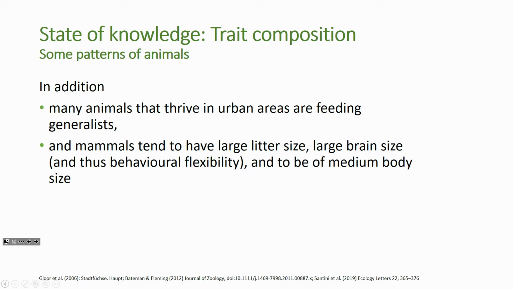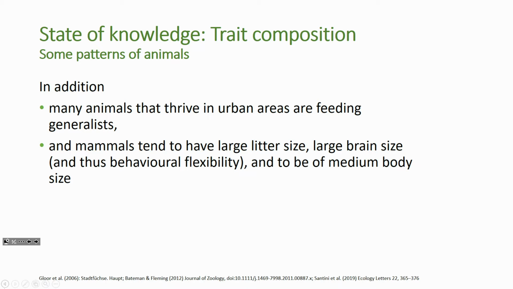And then also there is some indication that mammals that can live in urban areas tend to have larger litter size than the same mammals outside of urban areas. They also tend to have a larger brain size, an indication that probably the behavioral flexibility of a species can determine whether it can cope with urbanization or not. And there is also indication that mammals with a medium body size tend to do especially well in cities.